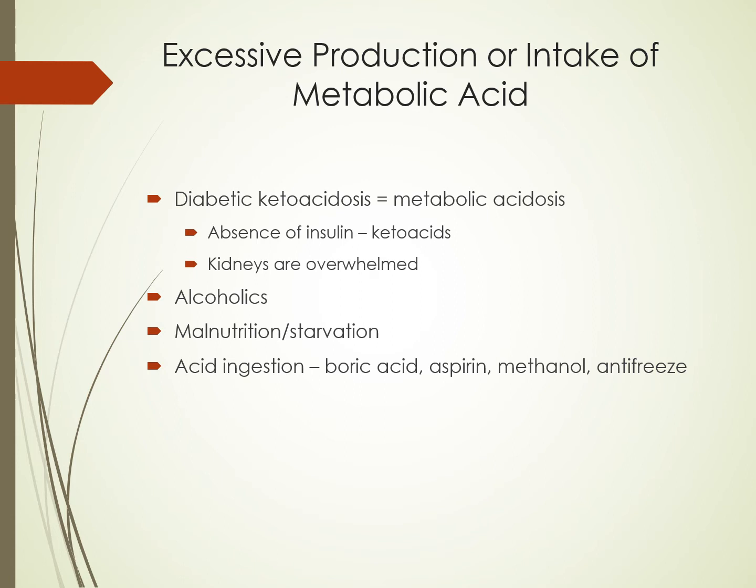Excessive production or intake of metabolic acid, such as diabetic ketoacidosis, will cause metabolic acidosis. An absence of insulin will cause ketoacids, and the kidneys are overwhelmed. This occurs also in alcoholics, malnutrition, starvation cases, and ingestion of boric acid, aspirin, methanol, or antifreeze. It can also occur with a thyroid storm.